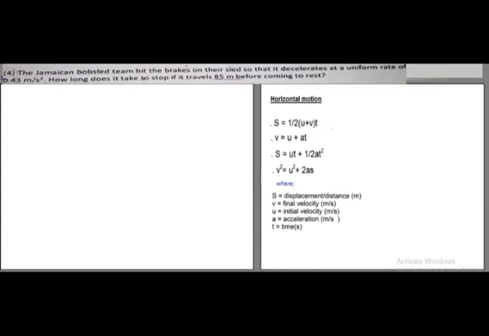The Jamaican bobsled team hit the brakes on their sled so that it decelerates at a uniform rate of 0.43 meters per second squared. How long does it take to stop if it travels 85 meters before coming to rest? Now, when an object is coming to rest, or when an object is at rest, that means the final velocity will be 0.